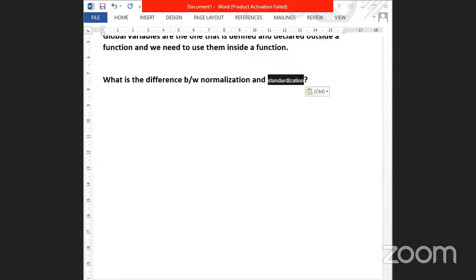And what about standardization? Mean and standard deviation are used for scaling. It is used when we want to ensure the mean becomes 0 and the standard deviation is 1. It is not bounded to a range.